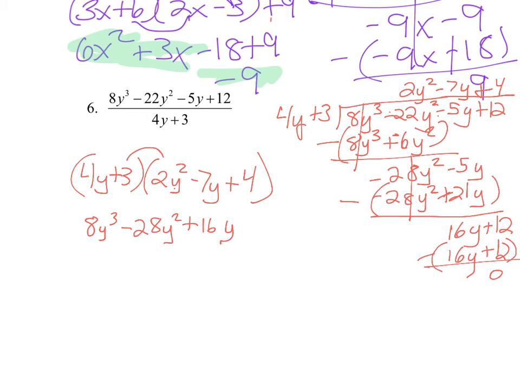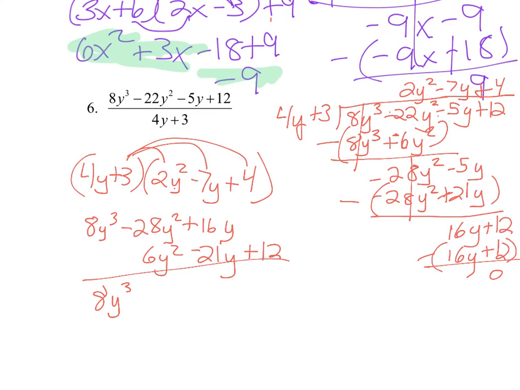All right, now I do the 3. 3 times 2y squared gives me 6y squared. Times the negative 7 gives me negative 21y. Times the 4 gives me plus 12. Now when I add these all up, I should have my answer. 8y cubed, check. Minus 22y squared, 28 minus 6 is 22. Check. 16y minus 21y gives me minus 5y. Check. Plus 12. Check. Okay.